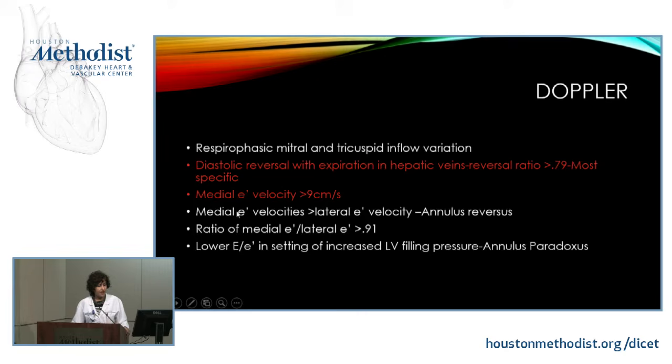And your E prime at the medial annulus is greater than at the lateral annulus. And this is called annulus reversus. A ratio of greater than 0.91 in that paper was also very specific for constriction. And a lower E to E prime ratio in the setting of increased LV pressure is called the annulus paradoxus. So you have a restrictive filling pattern at mitral inflow, and now you have relatively excellent relaxation, indicating there is no cardiomyopathy here. And that is called the paradoxical finding.